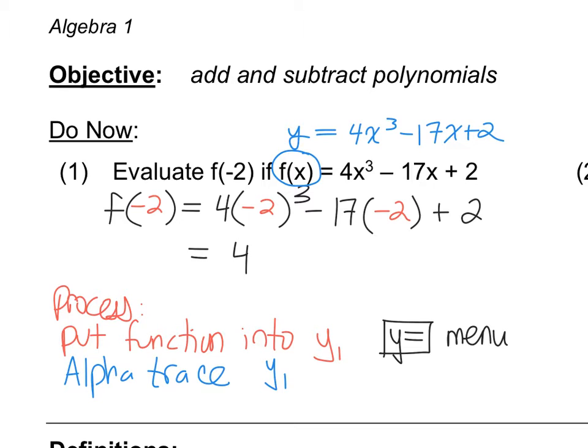I'm going to open a set of parentheses. I'm going to do y1 and then type in the -2. So open parentheses after that. Type in a -2. This is function notation for the calculator because I've told it that my f of x is in y1. And now I'm asking it to figure out y1 of -2. So I'm actually asking it to do what this is asking me to do. I'm asking the calculator to find f of -2.